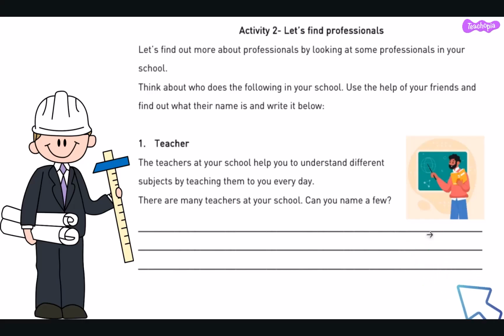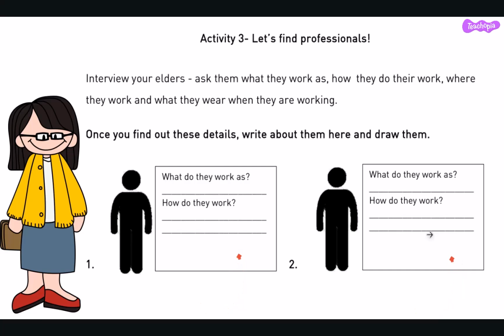Moving on, activity 3 is another continuation of let's find professionals. Here they are going to interview their elders, ask them what work they do, how they do their work, where they work, and what they wear when they are working. Once the learners find out all these details, they write them in the space given below. So this is basically an interview with their elders about what kind of work they do. Teachers, you can also give them an example by having a small interview in the classroom.